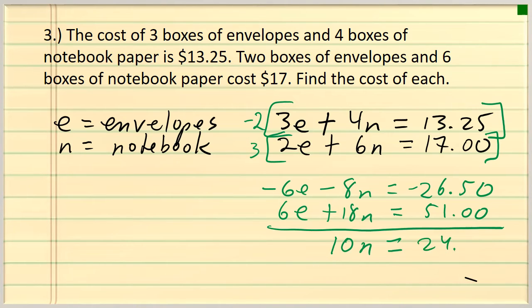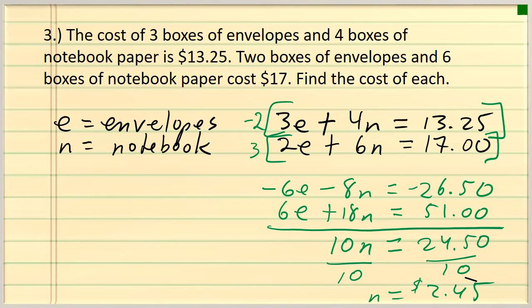$24.50. If I divide both sides by 10, I get N equals $2.45. So because I used E and N, I know that N is notebook paper. If I just used X and Y and I hadn't identified my variables, I wouldn't know which one cost $2.45. I'd have to start all over.